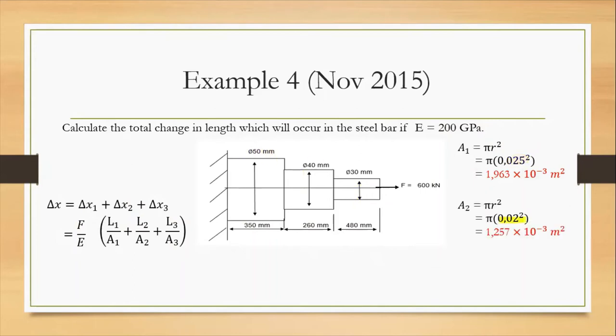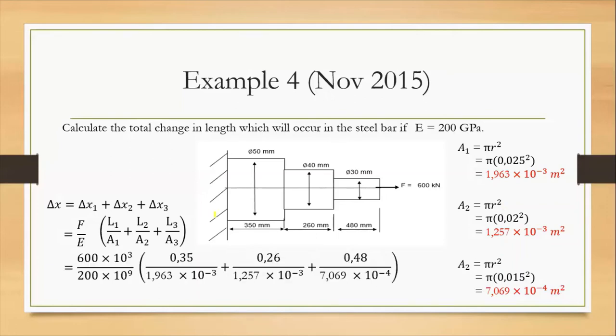Area 2 is 20 because it's 40 radius. Area 3 is going to be 15. I've calculated the different areas in their form. Is it clear, guys? Then all we do is just substitute it. Yes, sir. Just substitute it there.